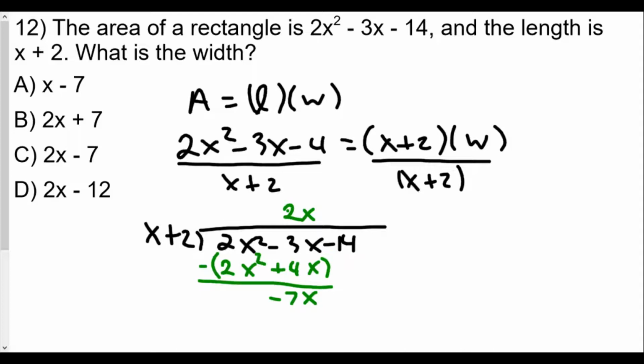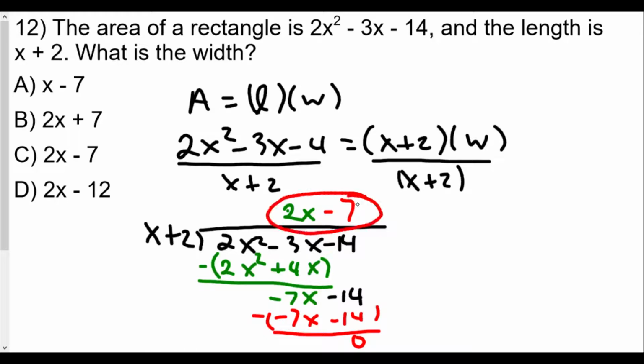apologize for that. And so now we figure out how many times x goes into negative 7x. Negative 7 times. So negative 7 times x plus 2. Oh, I'm going to drop that 14 too. It's been such a long time since I did this. So negative 7 times x plus 2 is negative 7x minus 14. And we subtract this here, you get 0. So it looks like our width is going to be 2x minus 7, which is choice C. You could have also factored too. That's totally good. Could have used synthetic division. Yeah, I could use that too as well.